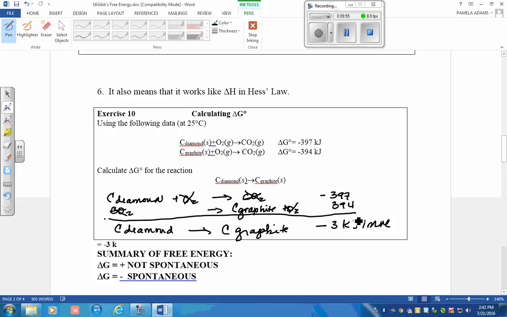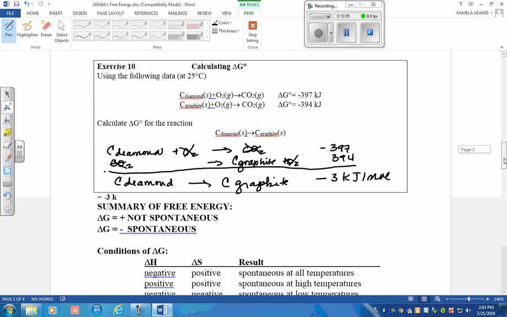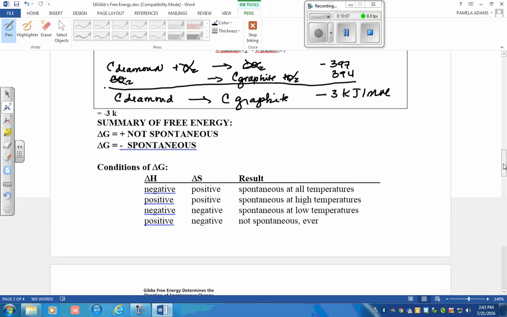That is a spontaneous reaction, which means that diamonds turn into pencil lead. Nobody said how fast that occurs, though.